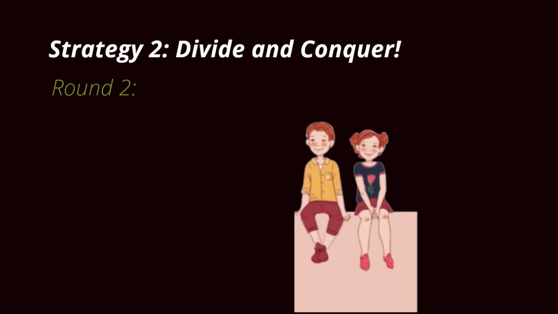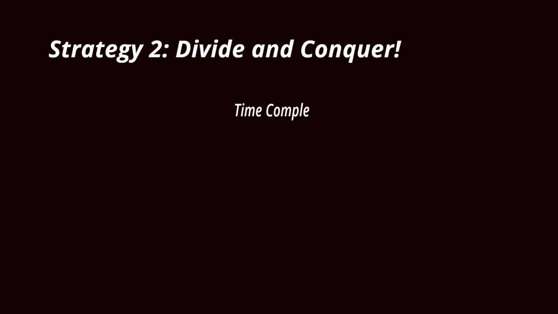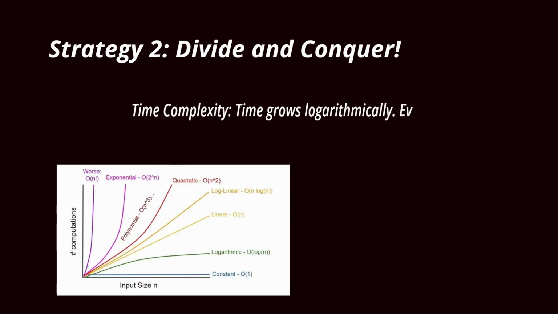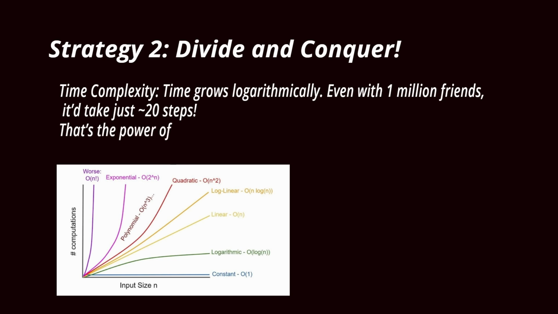Round 2. Mac splits Group B into B1 and B2. Rick points to B1. 10 minutes. Total time, 20 minutes. This is time complexity: time grows logarithmically. Even with 1 million friends, it'd take just approximately 20 steps. That's the power of smarter algorithms.